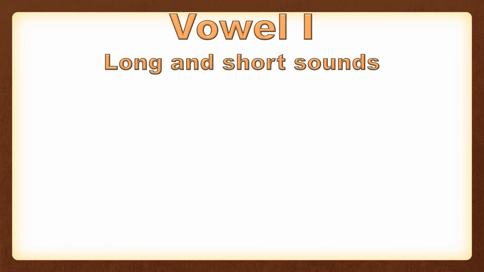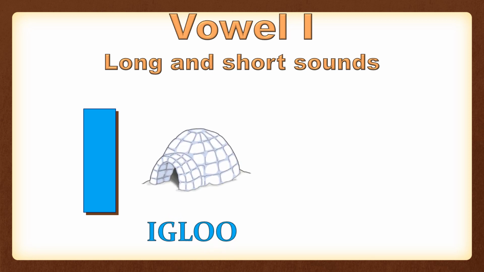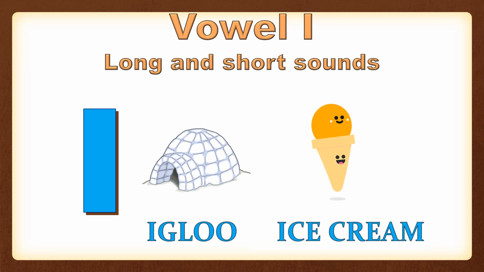Coming to our third vowel, that is vowel I. I, igloo. I, ice cream. So I hope you guessed already, right? That in ice cream, I am saying I. That exactly looks like the name of vowel I. And when I am saying igloo, it is a short sound. Let's see some more examples.